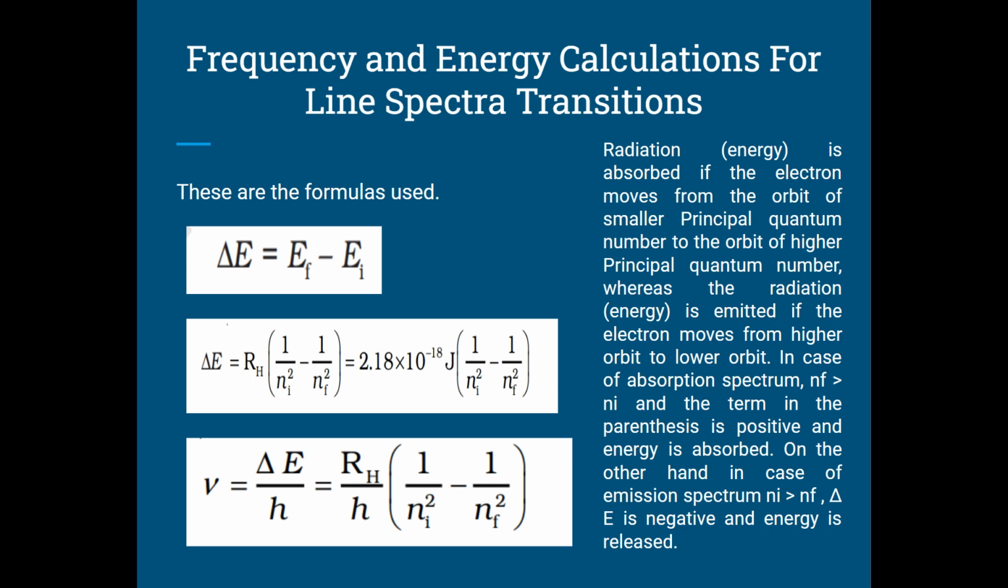How will you do that? Your energy difference between those stationary levels in which your electron transitions are taking place will be E final minus E initial. E final is of that orbit जिसमें वो जा रहा है, and E initial is that orbit जिसमें से जा रहा है, and your ΔE will be equal to R_H bracket में 1/n_i² minus 1/n_f². Okay, you need to learn these formulas.